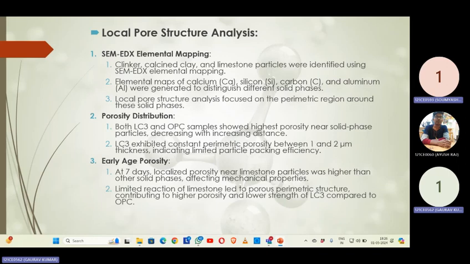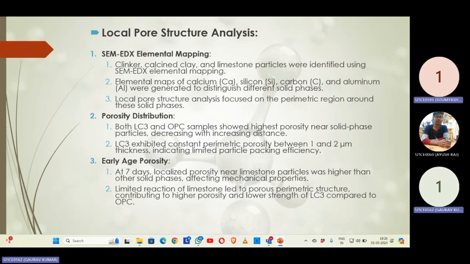Second is porosity distribution. Both LC3 and OPC samples showed highest porosity near solid phase particles, decreasing with increasing distance. LC3 exhibited constant perimetric porosity between 1 and 2 micrometer thickness, indicating limited particle packing efficiency.